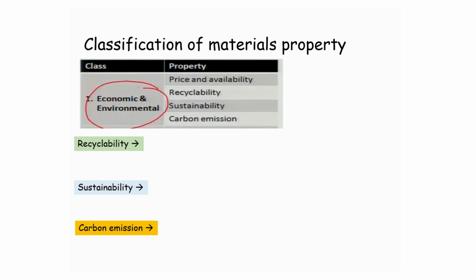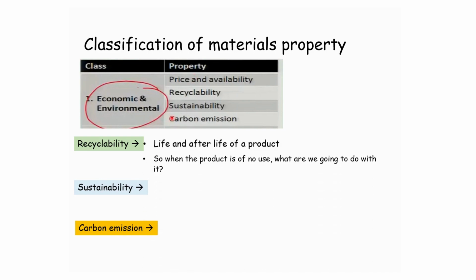So now let's take a look at the first classification of material property, economic and environmental. Under this, we have price and availability, recyclability, sustainability, and also carbon emission. For the first property here, price and availability, it is very important for economic and environmental consideration.